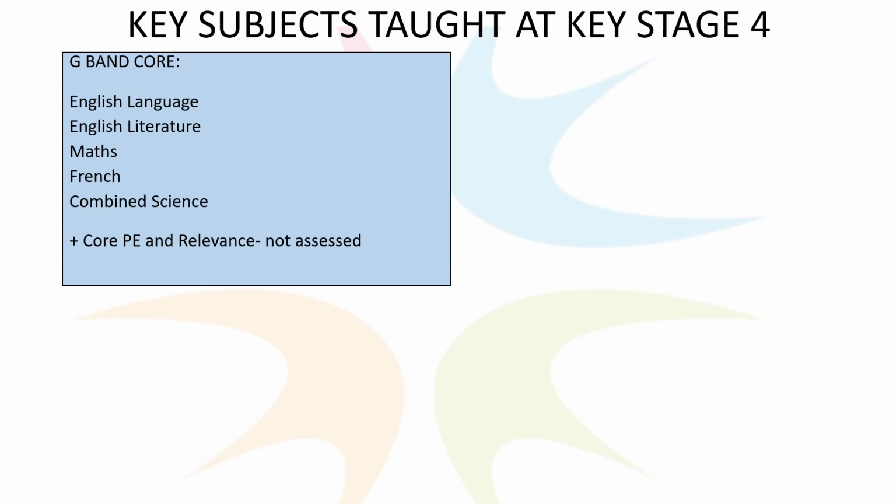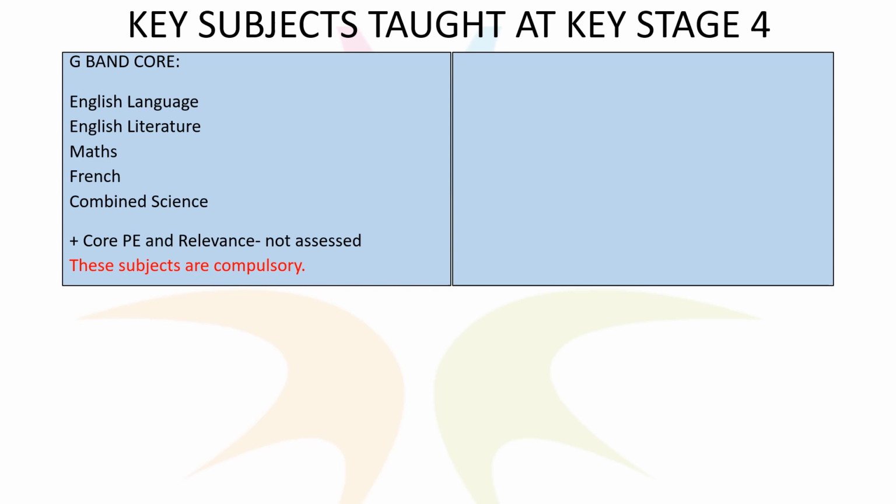You've still got core PE as in Key Stage 3. It's a government requirement to keep this into Key Stage 4. And that's also the case with the relevance curriculum, which is what we call the RSHE or PSHE curriculum that is taught as part of the Period 6 programme with your tutor.